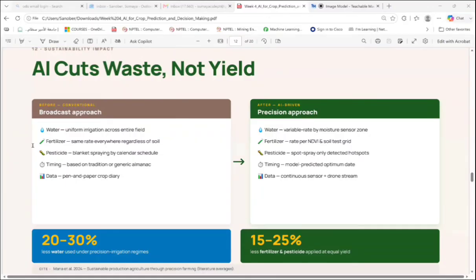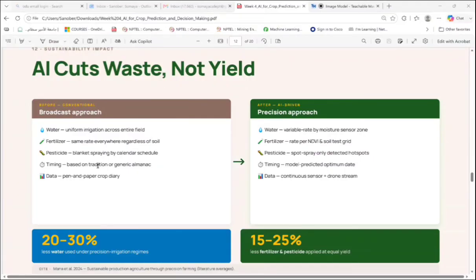Now, one area may have a poor nitrogen level while the other has a sufficient nitrogen level. So you cannot consider the whole farmland as one. Now, AI-driven decision or precision agriculture treats the field as a collection of smaller zones. Water can be applied based on moisture level, fertilizers can be adjusted according to the soil test and plant health indicators, and pesticides can be applied only where the pests or the diseases are detected.